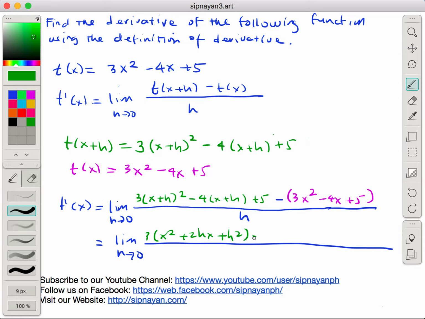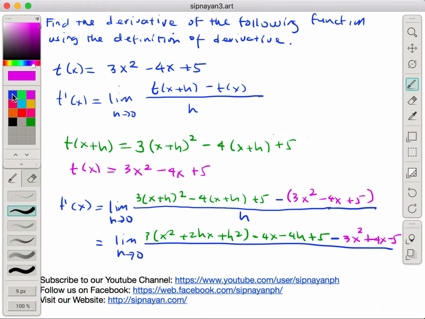And then minus 4x minus 4h. Ayan, nagbabago yung sign. So, dapat alam nyo na yan. Plus 5. And then ito, yung nagbabago rin na sign na isa. Pag may parenthesis, nagbabago yung sign. And then, ito rin, magbabago rin yan. Maging 3x squared plus 4x minus 5. So, yung plus 3x dito naging minus 3x, yung minus 4x naging plus 4x, yung plus 5 naging minus 5.